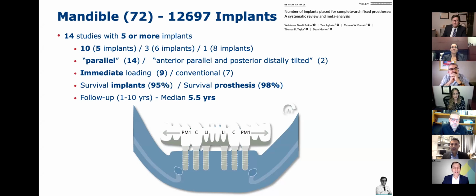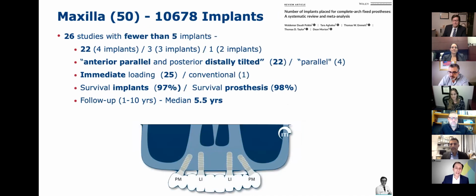Again, the parallel placed configuration was the most widely used. And when more than 5 implants were placed, rarely would they use a posterior distally tilted implant. Immediate loading again, 9 and 7 unconventional, and survival rates were pretty high. So overall for the mandible, we can say if we are using 4 implants, the distally tilted ones with anterior parallel placed is the most widely used configuration. How about in the maxilla though?